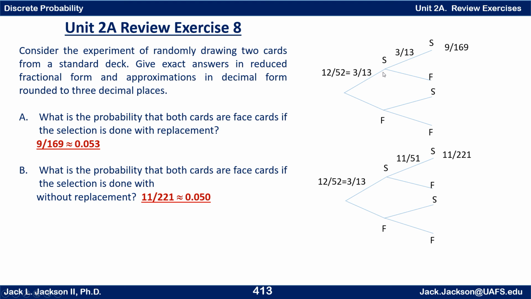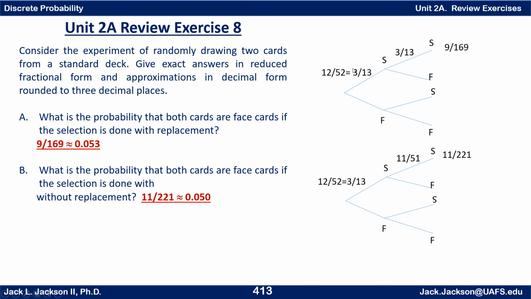Now, if you shuffle that card back in, you still have a 3/13 probability of drawing a face card again the second time. So that's 3/13. These are independent events. All of these probabilities of S's here, here, and down here will be 3/13. Multiply those together, and we get the probability at the end.